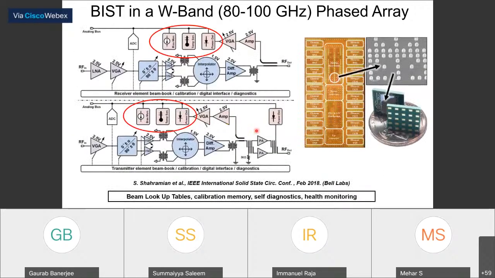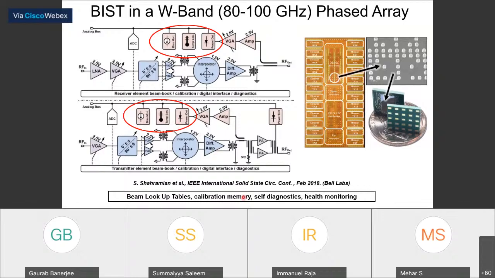I'll conclude with one last example. This is my last example of how to do BIST. And this was, again, from a very recent paper, I think 2 years ago, from Bell Labs, where they showed that you could again take a multiple element phased array, and you could tap into various points and do monitoring. And again, if you want details, you can look at this paper. In the interest of time, I'm not going to go into detail.